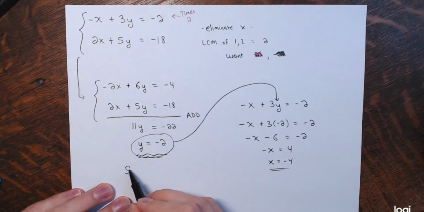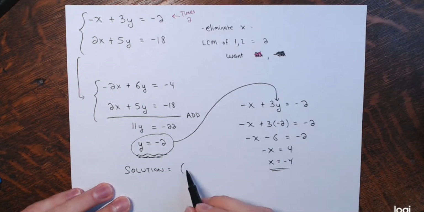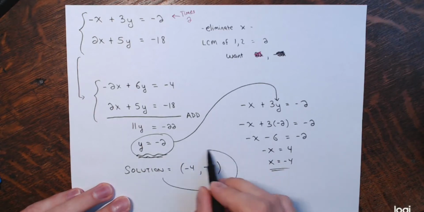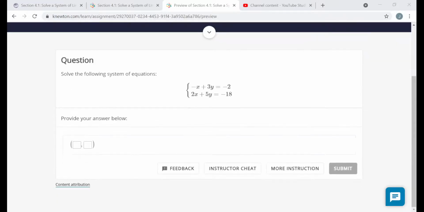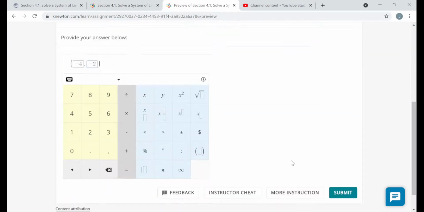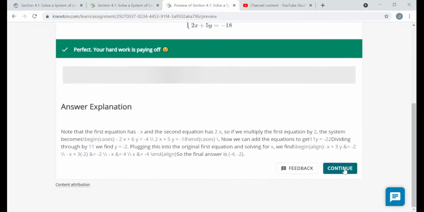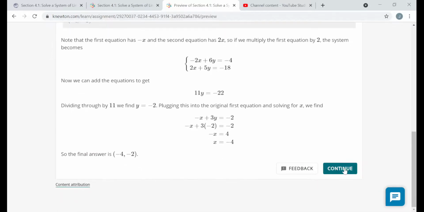All right, so the solution of this system is this ordered pair, right? X is replaced with negative 4, comma, y would be replaced with negative 2. And that's what we're going to enter. So again, just filling in the blanks, no need to type the parentheses or the commas, right? Negative 4 for the x, move it over, negative 2 for the y, and submit. And again, please read the answer explanations.